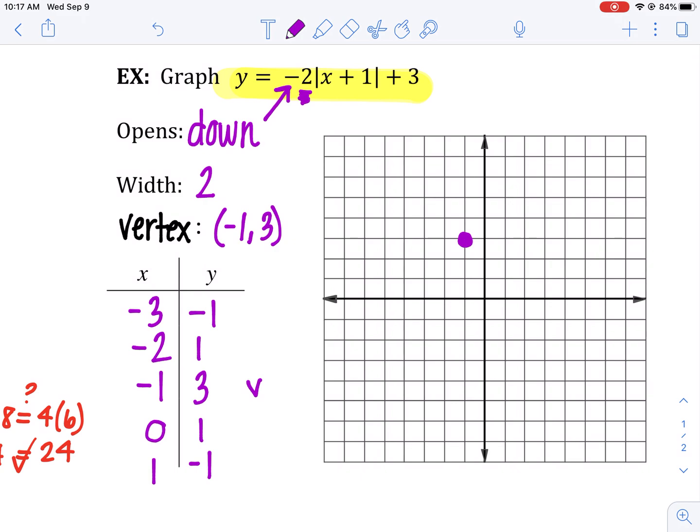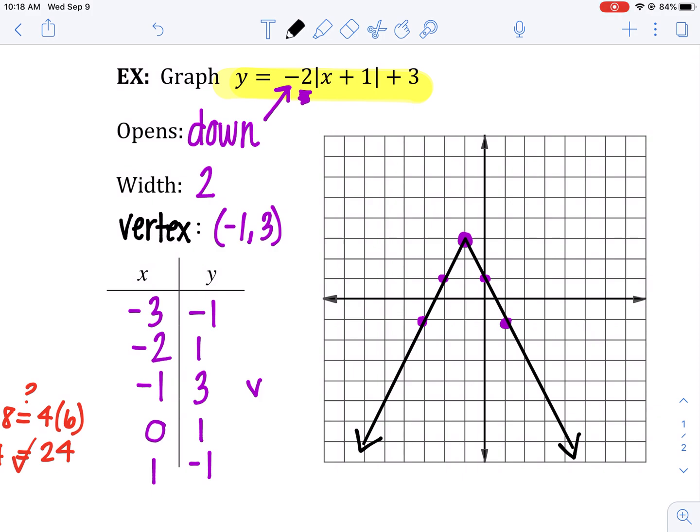Make sure you're showing work for that, or if you don't understand, please ask during class. But when I graph that, notice this beautiful V shape. I know it's a V shape because of the absolute value. It opens down like I thought. And you have that vertex of -1, 3.